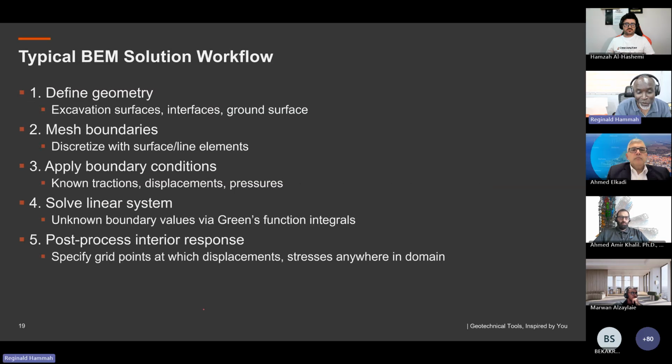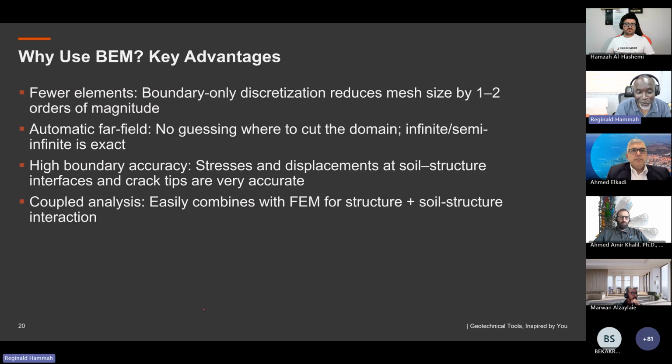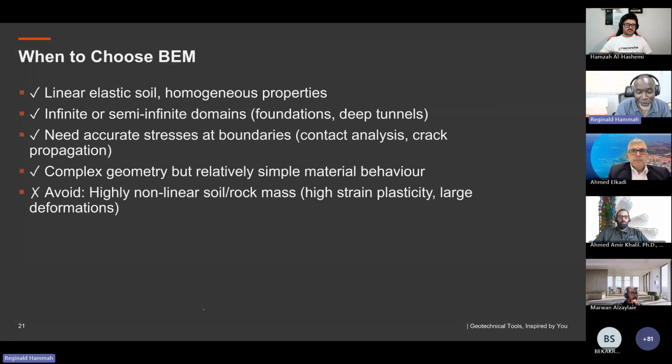We don't need to know too much about this. The fewer the elements, the more coarse your results. It has fewer elements than generally the finite element method, so it's quite useful. When to use it? Linear, elastic, homogeneous, infinite or semi-infinite domains. I've spoken about all of that. It's very accurate on the boundary.